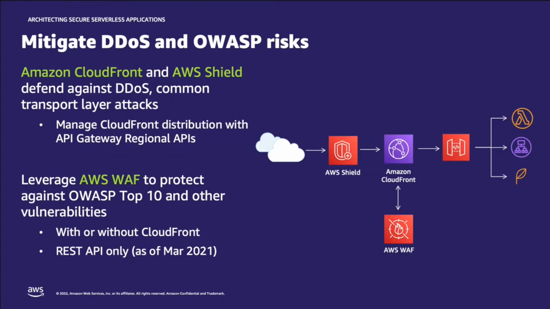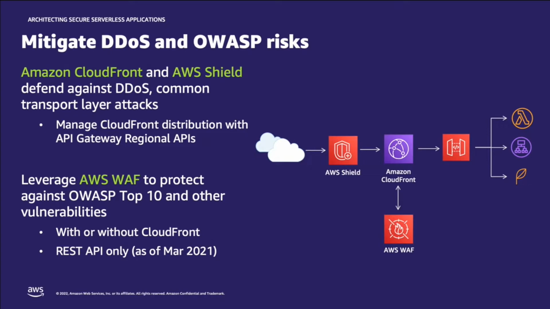So basically, we recommend to use Amazon CloudFront and AWS Shield to defend against DDoS and common transport layer attacks, right? And remember to leverage AWS WAF to protect against the common OWASP Top 10 and other vulnerabilities, right? These are the common things we gotta have in place.